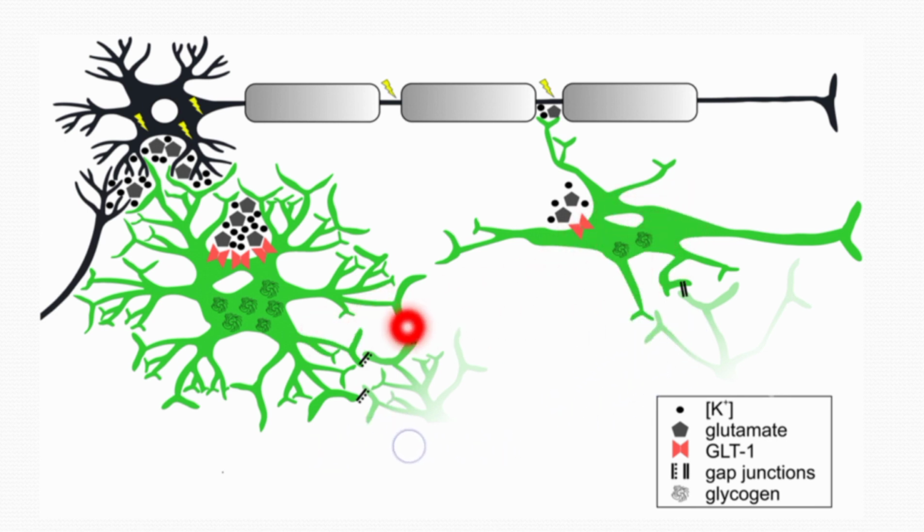And there is also a difference regarding the gap junction coupling. There is intense gap junction coupling in the case of protoplasmic astrocyte, while there is low gap junction coupling in the case of fibrous astrocyte. So these are the few differences between the protoplasmic astrocyte and fibrous astrocyte.